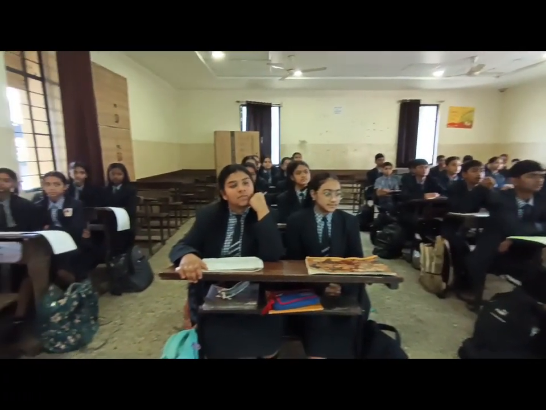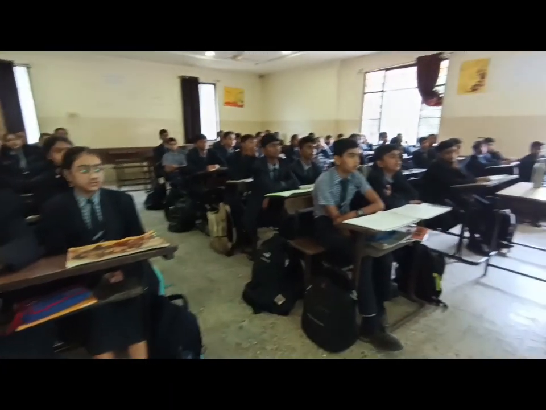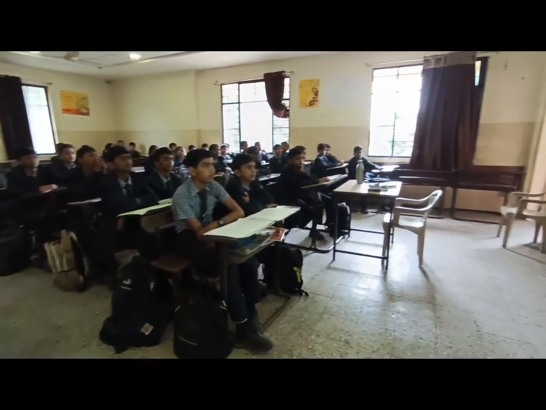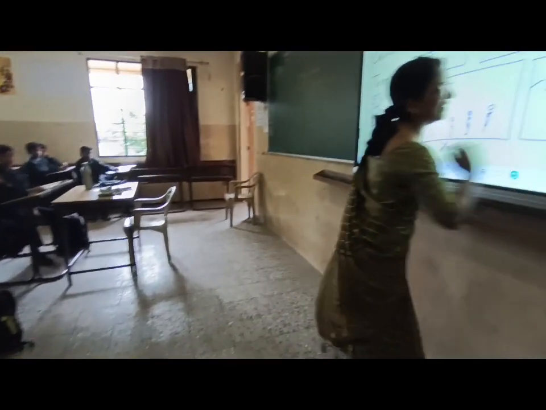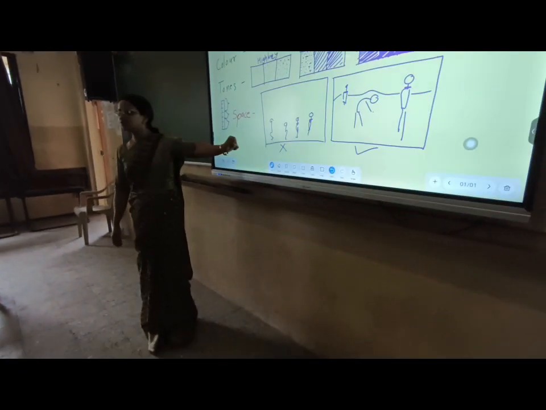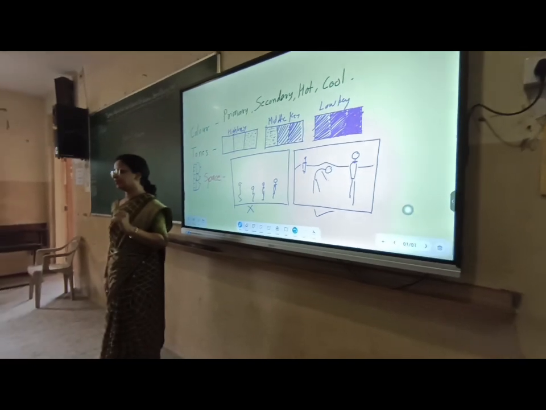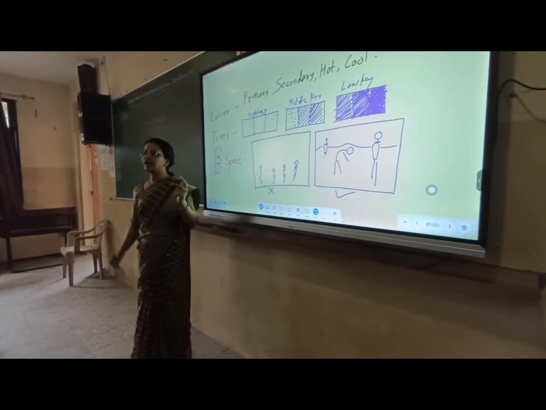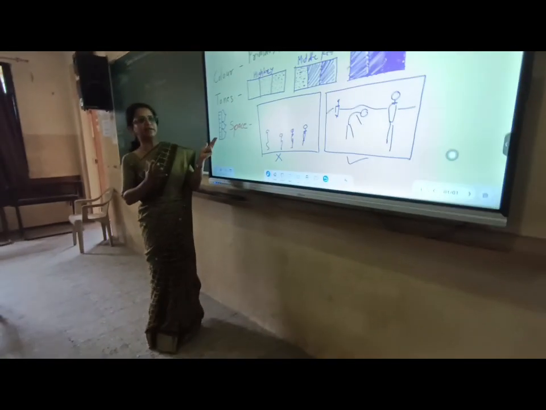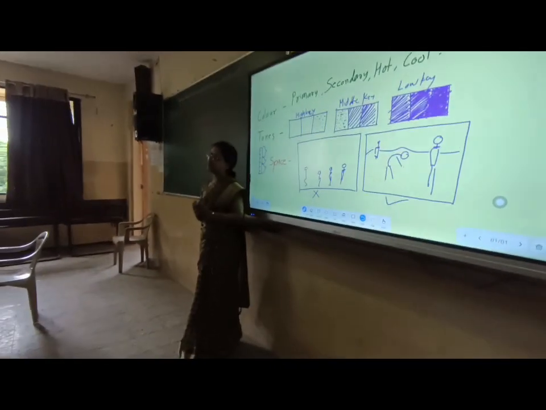So which one is right? This one is right or that one? Left one or right one? Right. Correct. The right one is right and the left one is wrong. Understood? Yes. So I hope you have learned all the elements of drawing. So we are going to use all these elements while making our drawing. So it will be very nice.